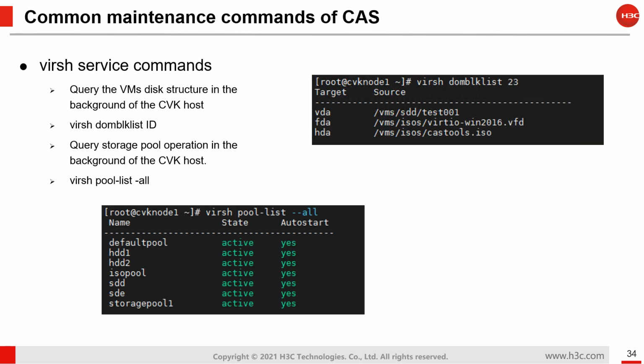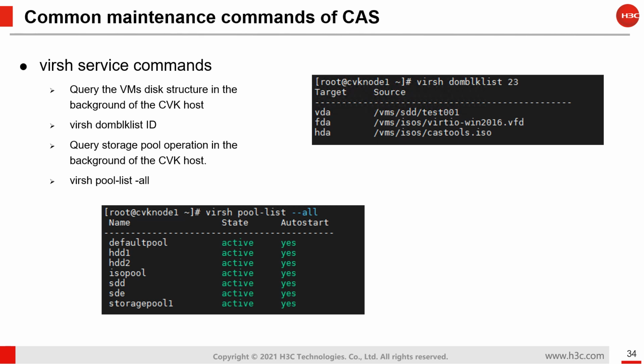Virtual service command: query the VM's disk structure in the background of the CVK host. We can run virsh domblklist ID. For example, we run virsh domblklist 23. It will show target and source, such as vda, fda, and hda, and it will show the disk structure.